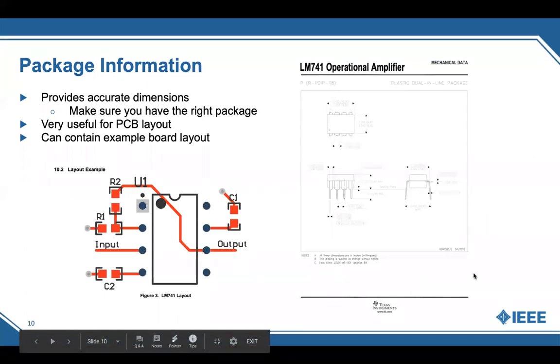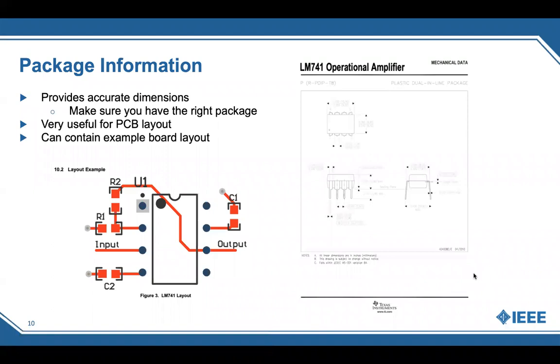Okay, and then up next we have package information. For your package information, it typically provides accurate and very specific dimensions on your component. One thing I would say is to make sure that you have the right package, because typically what this is used for is your PCB layouts, and different packages can have completely different dimensions.